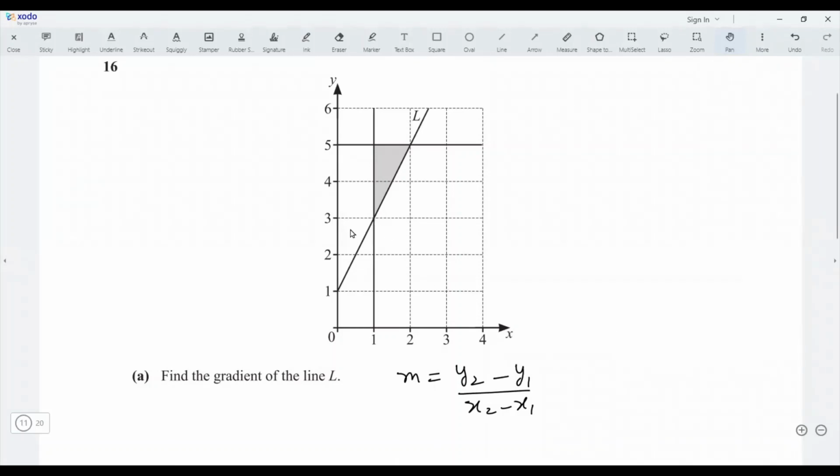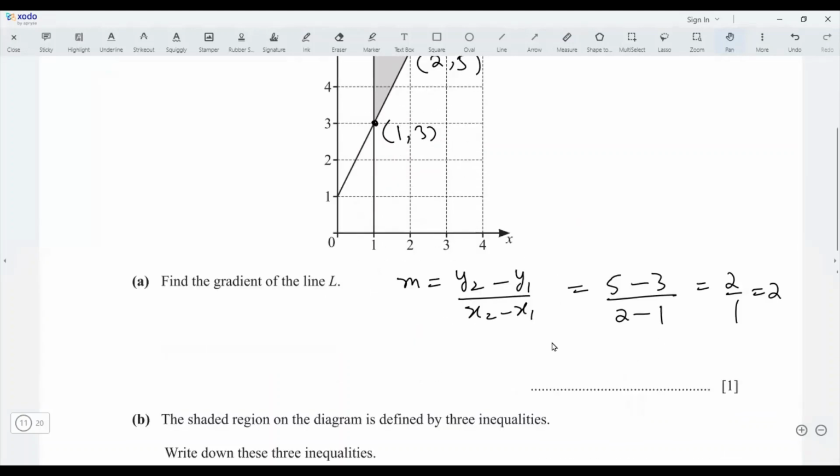If we take any of the points that are clear on both the x-axis and y-axis, I'm taking the first point as 1, 3, and the second point as 2, 5. So the y coordinates give 5 minus 3, divided by 2 minus 1. So the answer will be 2 by 1, which is 2. You can directly see it through the diagram as well. If we shift from 1 to 2, the run is 1. How much is the rise? The rise is 2. So 2 by 1 is 2. You can do it mentally as well. No need to write down the formula for a 1 mark question.